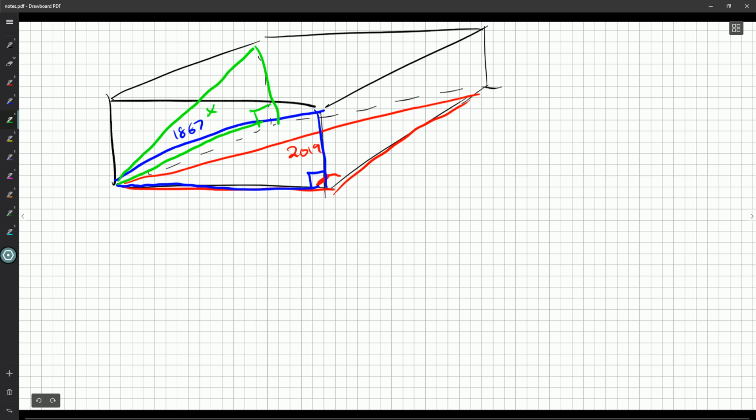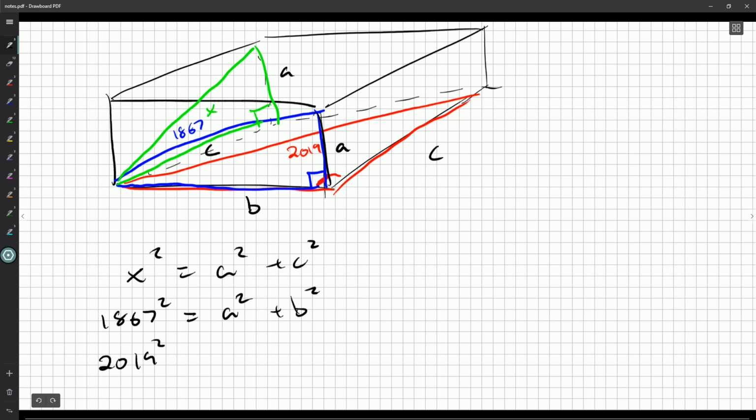So if we give names to the dimensions, normally I'd use something like x, y, z. They've already used an x. So we could say A, B, and then the long side here is C. I can see there's an A back here. This is a C. So we'd get x squared is A squared plus C squared. 1867 squared is this front triangle with A squared and B squared. 2019 squared is B squared plus C squared. All right, so a nice set of equations.